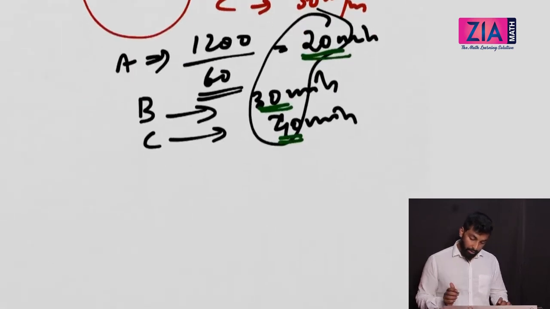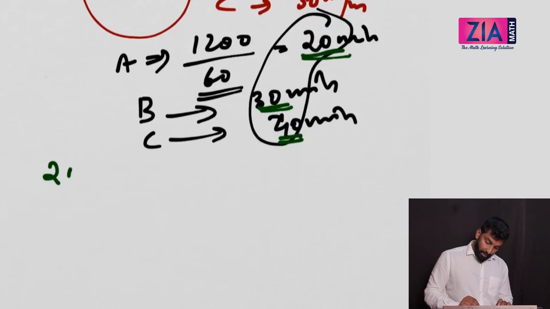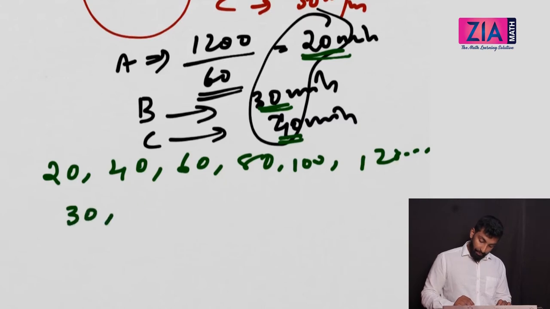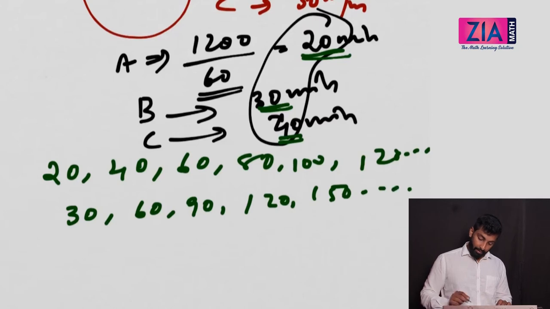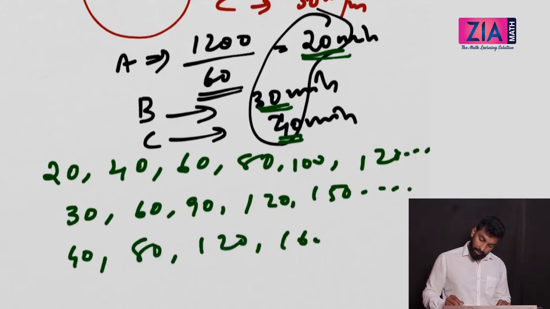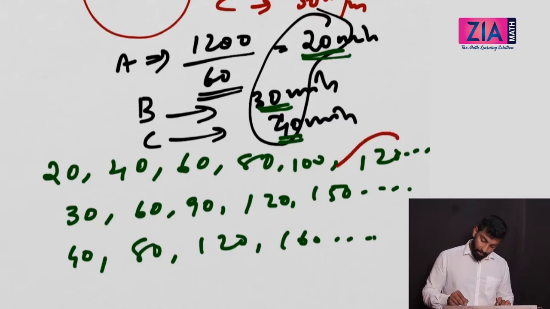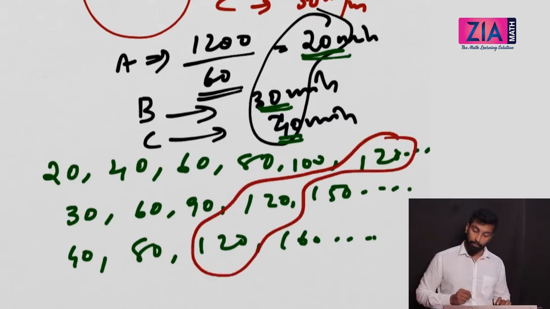Now what you are asked to find out is this: A will reach the starting point every 20th minute. That means 20, 40, 60, 80, 100 and 120, etc. B will reach the starting point in every 30th minute. That means 30, 60, 90, 120, 150, etc. C will reach the starting point in every 40th minute, so 40, 80, 120, 160, etc. So if you look into this itself, you can understand they all will be at the starting point at the 120th minute, right?